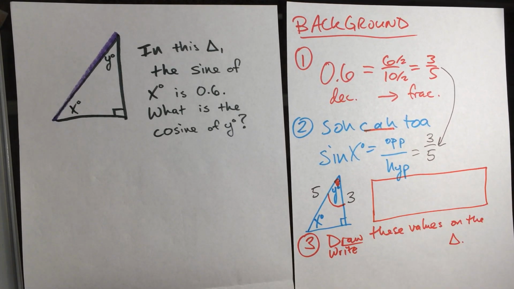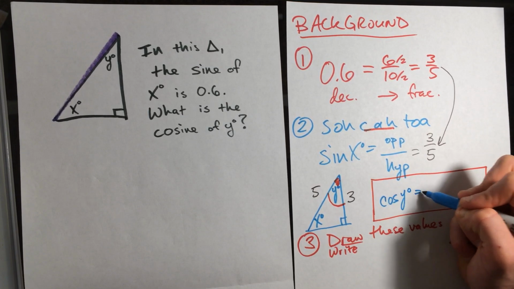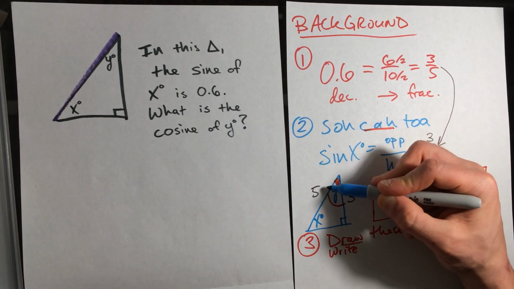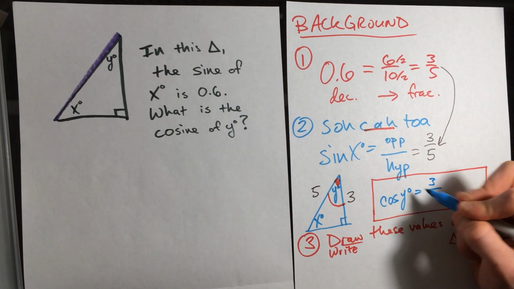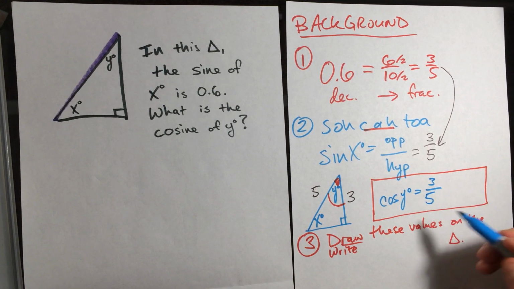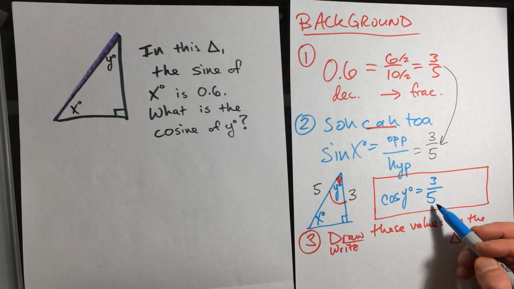Well, we know that, if we switch colors, let's use blue, the cosine of y degrees is going to equal the adjacent value. Here's our angle, so adjacent to that is 3, because we can't use the hypotenuse. Oh, and it's over the hypotenuse, which is 5. And so that's our answer. Our cosine of y is 3 over 5.